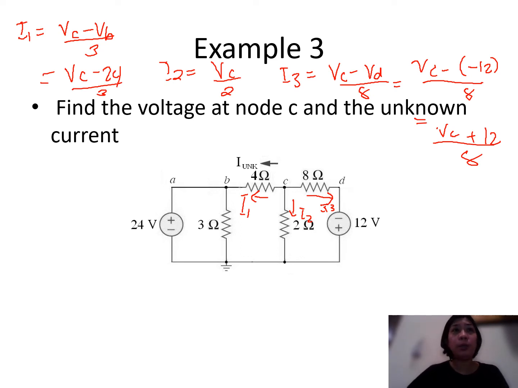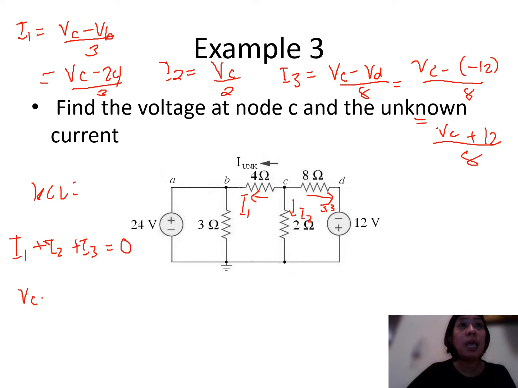So we are now going to write your KCL. What is our KCL there? That is I1, all currents leaving our point C, plus I2 plus I3 is equal to 0. So what is our I1? I1 is VC minus 24 all over 3. Okay, so we have plus, what is our I2? I2 is VC all over 2 plus, what is our I3?